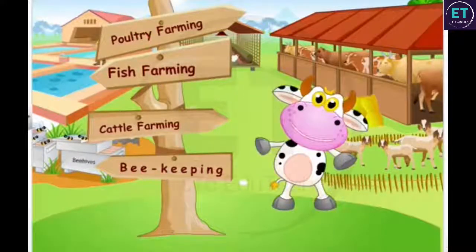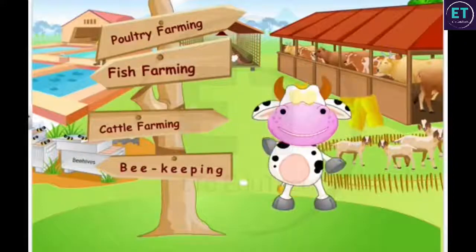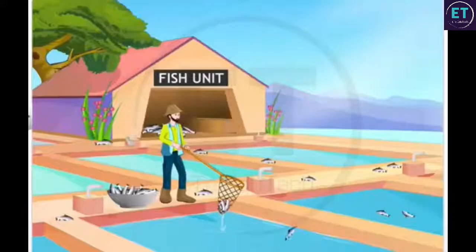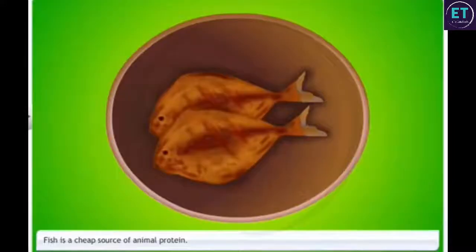Sounds impressive. And what's that? The fish production unit. Yes, those enclosures that look like tanks are used to produce fish for commercial purposes. This is also called fish farming or aquaculture. Fish is a cheap source of animal protein.